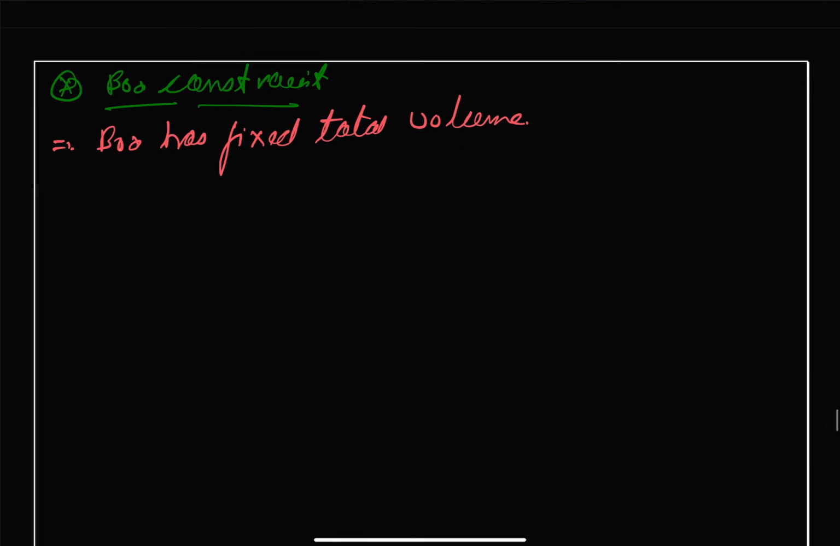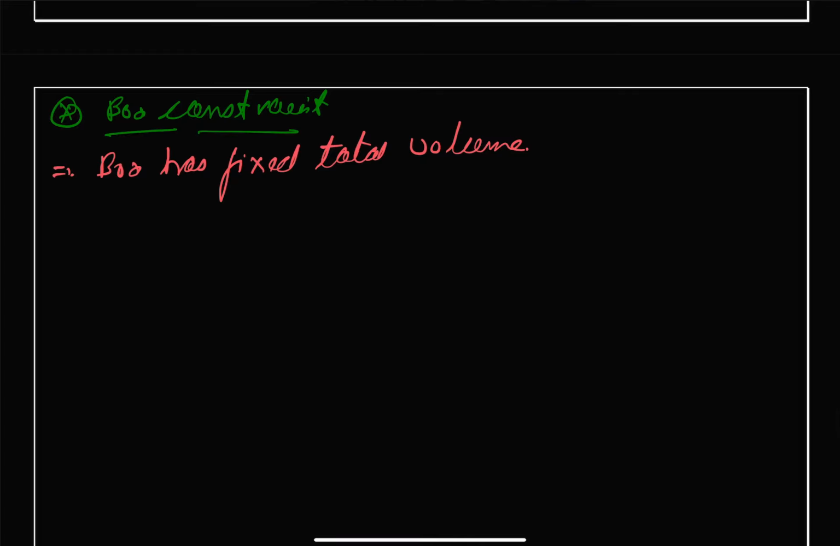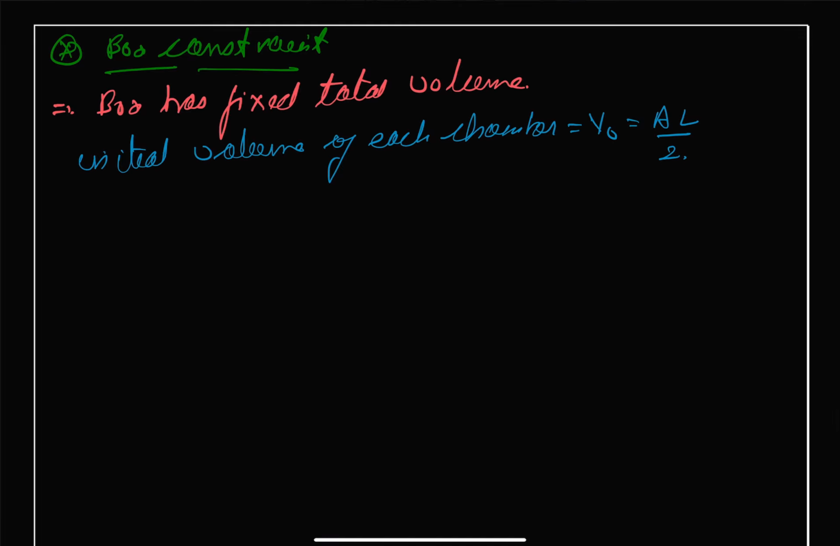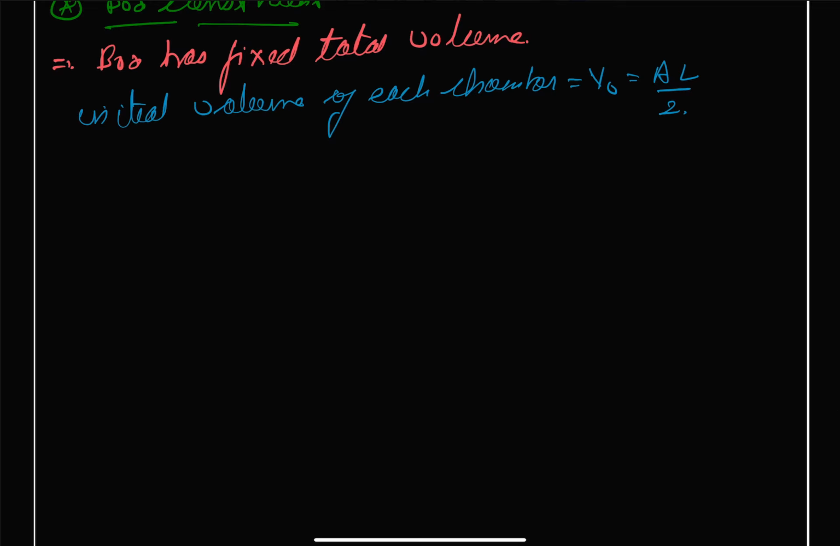Therefore we can say that its initial volume of each chamber will be equal to V0, area times L upon 2, and you can also say the total volume of the box, that is V total, will be equal to the left chamber and right chamber, so it is the same, so this comes as 2 times V0.